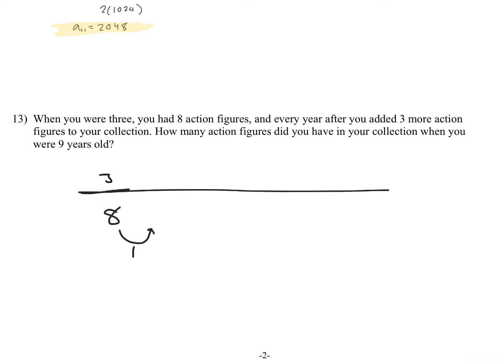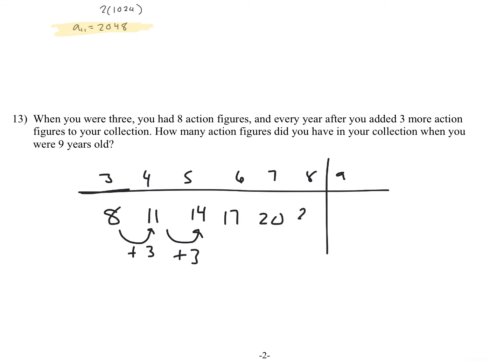So this would be plus 3, would be 8 plus 3 is 11. Then plus 3 would be 14. So this is when we were 3 years old, 4 years old, 5, 6, 7, 8, 9 is how far we need to go. So we just keep adding 3 until we get there. So when we were 6 years old, we had 17. When we were 7 years old, we had 20. When we were 8 years old, we had 23. And 9 years old, we had 26.